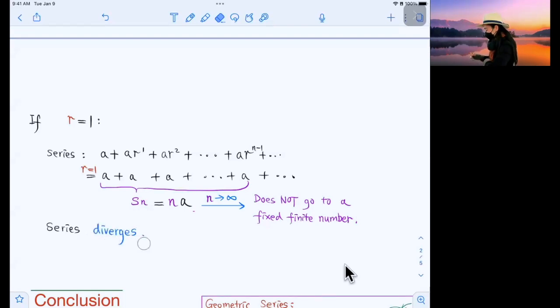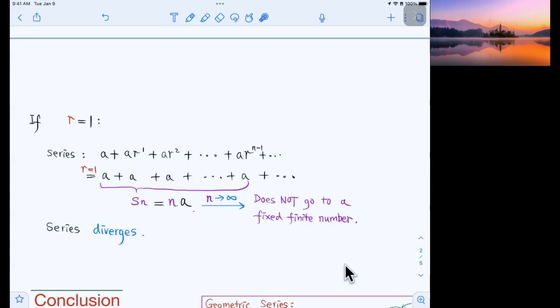Diverges. Yes, if r equals 1, it diverges. How do you get this? Let's go for this. The r here is 1, right? So 1 times a is a. R squared is also 1, and a times 1 is a.